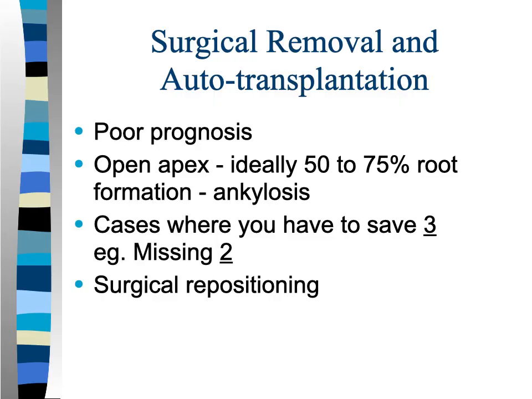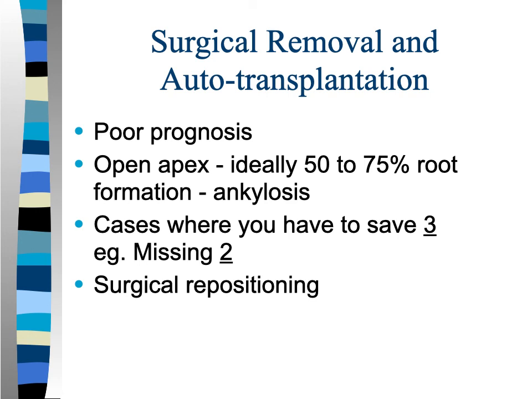Finally, the last method of treatment for impacted canines is surgical removal and autotransplantation. This is in specific cases where the canine is of poor prognosis, so we can't align the canine. We want there to be an open apex so that it doesn't ankylose, or so it reduces the chances of ankylosis. Ideally you want about 50 to 75% of the root formation to have been complete. With fully formed roots, you end up becoming ankylosed, and that really causes problems for us in the future.